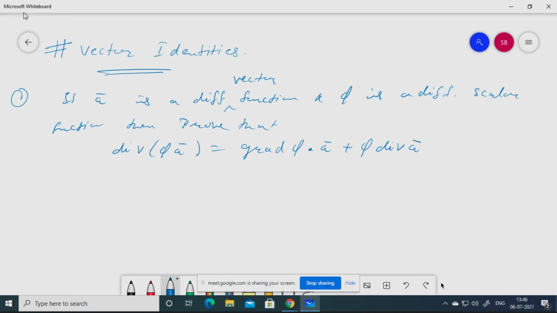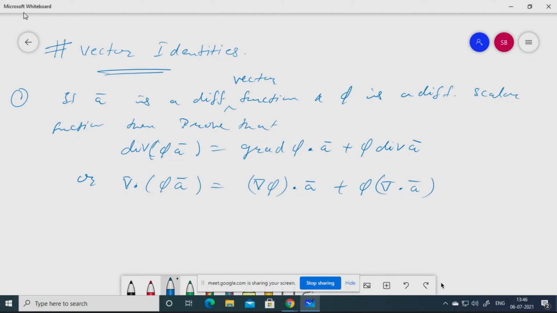In the notation form I can write divergence of something means del dot. So I'm writing it as del dot. Divergence of phi a bar means del dot phi a bar, which is given by gradient of phi, that is del phi dot a bar plus phi into del dot a bar.